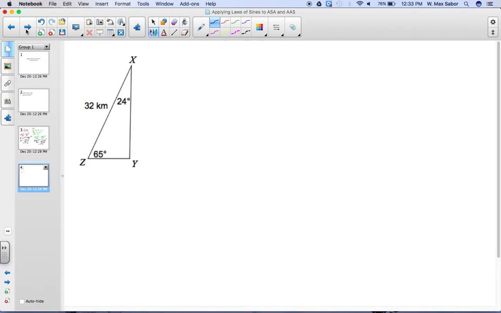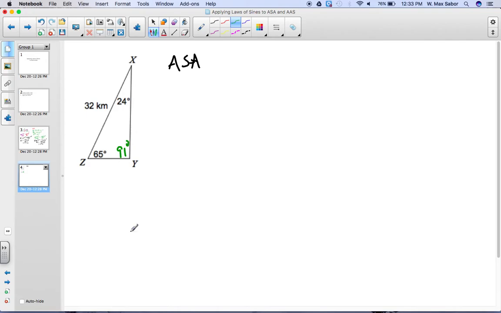Now we're going to do one with angle-side-angle. There's no difference in the process. Angle-side-angle and angle-angle-side are treated the same. The difference is the side between them. Now, using 180 degrees, we can find the missing angle. So these add up to 89. So then our missing angle is 91.